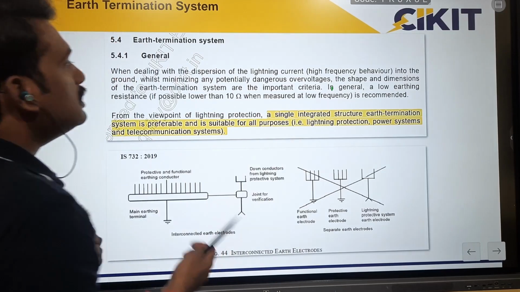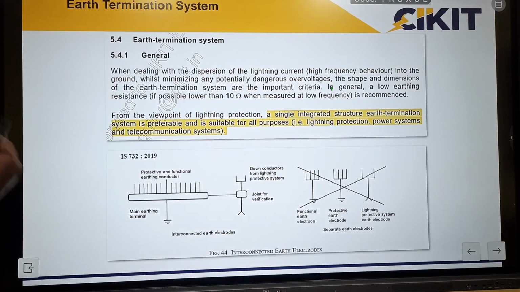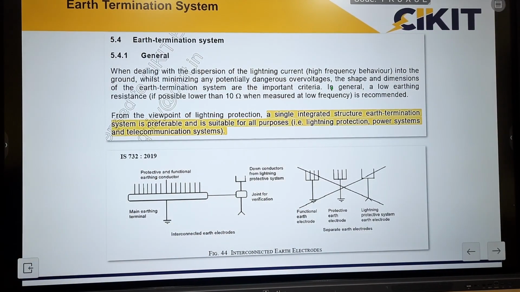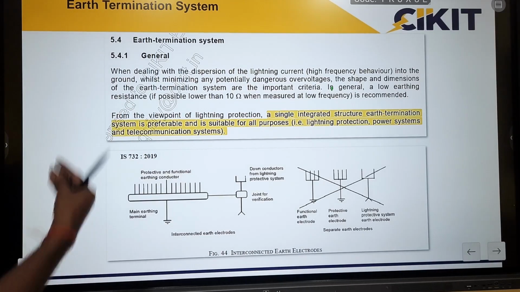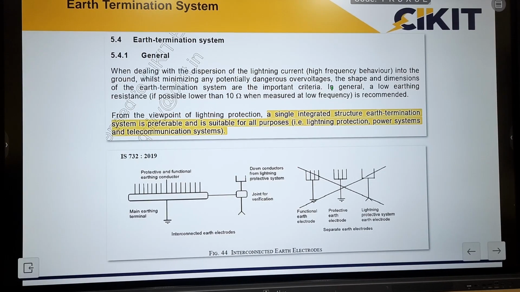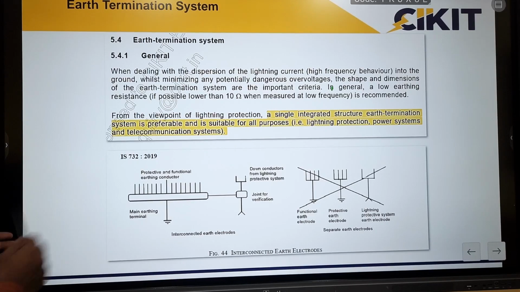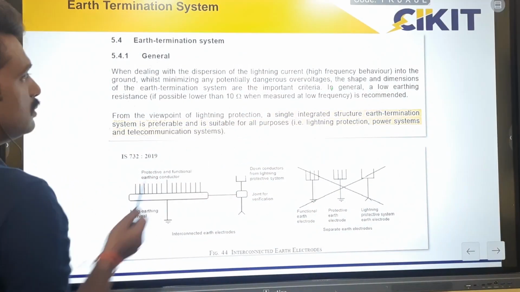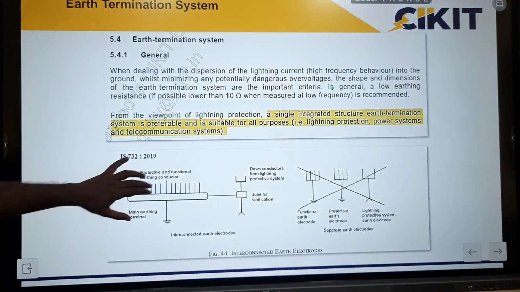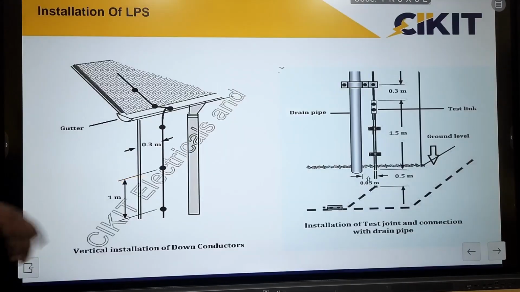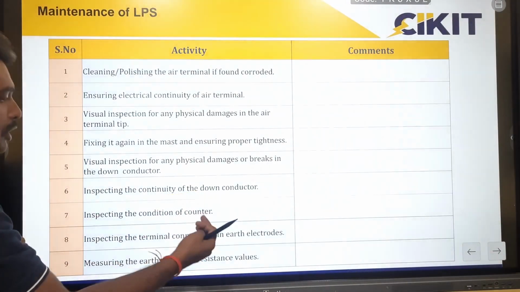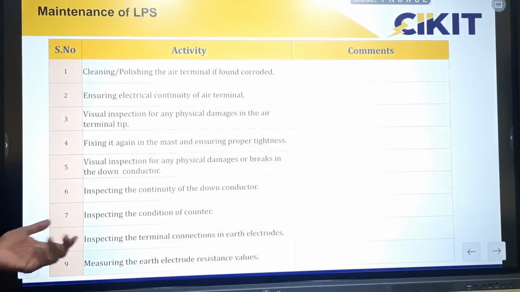They have mentioned that it is not the value of only one earth electrode, it is the combined resistance value. So the combined resistance value should be less than 10 ohms. So here they have mentioned earth termination system. It is the combination of all the earth termination systems. So we need to measure the value of earth electrode resistance as well.